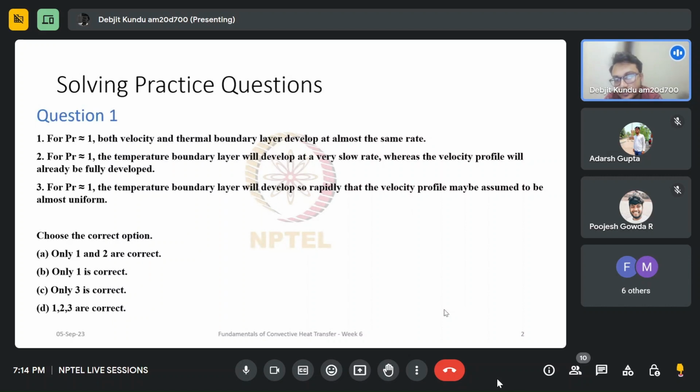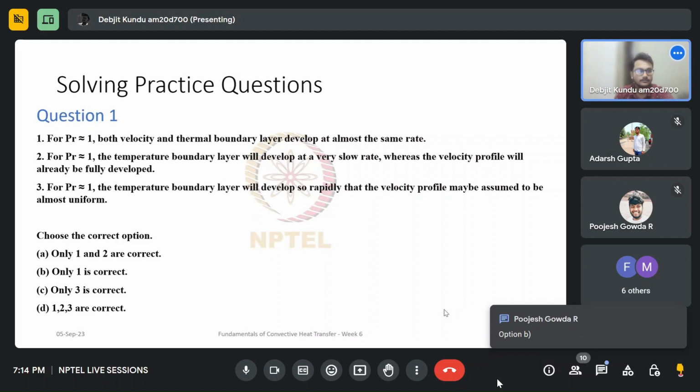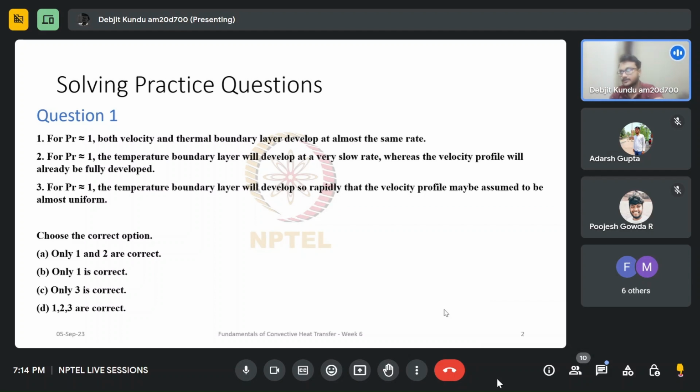So is it option A, only statement 1 and 2 are correct? Option B, only statement 1 is correct? Option C, only statement 3 is correct? Or option D, all of the three statements are correct? We have one quick response, that is option B, only one is correct. Let's see what others have to say. So we have one response in favor of option B.